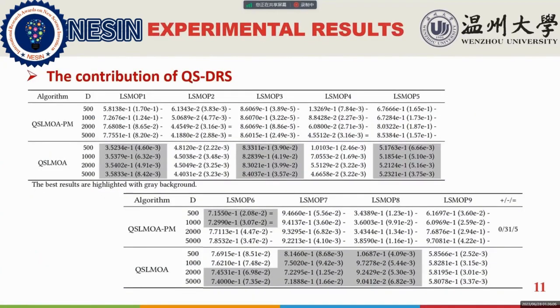To verify the effectiveness of QSDRS, we compared it with its variant, denoted as QSLMOA-PM. The difference between these two algorithms is only that the former uses polynomial mutation to reproduce offspring, while our algorithm adopts the quick search to do that. This table lists the average IGD results of these two algorithms on the LSMOP problems. It is clear that quick search works better or comparably in all test instances, which validates that this mechanism is more effective than the conventional reproduction strategy.